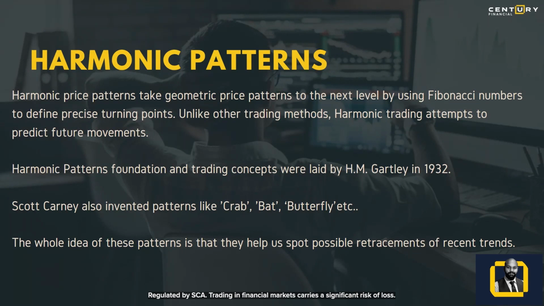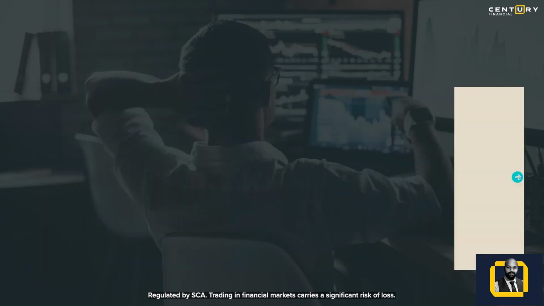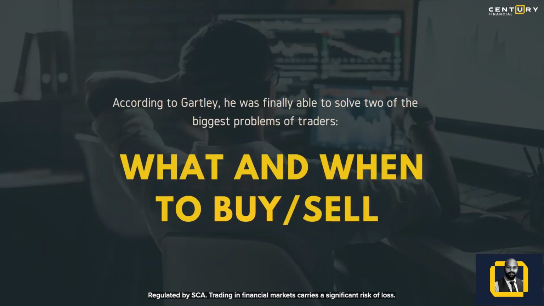And of course, then later there were more patterns that came into existence while they closely observed Gartley's patterns and evolved from over there. Now let's look at one of the examples. So according to Gartley, he was finally able to solve two of the biggest problems: what and when to buy or sell. So again, like 61.8 basically helped you make a decision when to buy. When the market starts dropping, you know when to enter. You don't want to enter too early, you don't want to enter too late. So 61.8 acts as a good base for you to actually start investing in Apple.